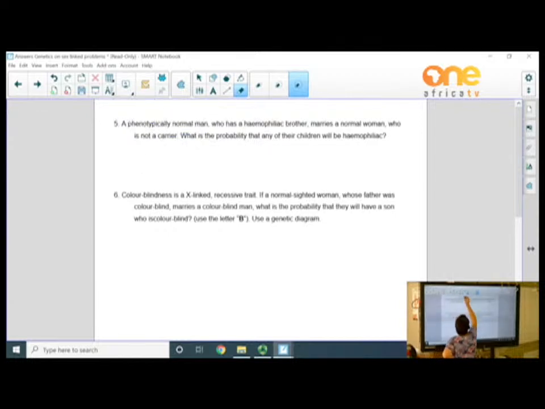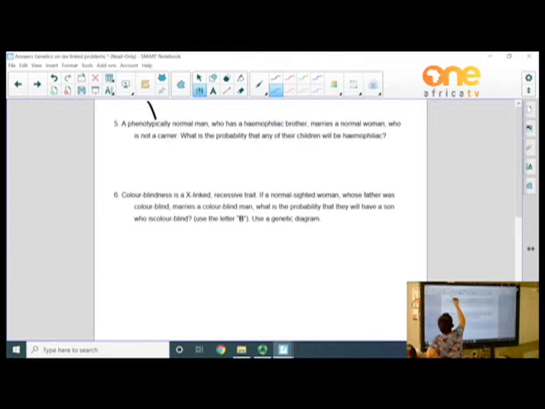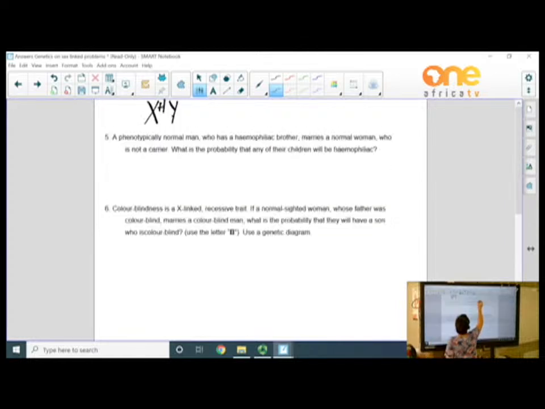Yes. I had to use an H for hemophilic. Let's do this again. Going to try and get us that very thin line now. Okay. So a male looks like this: H for normal and a Y. The female is normal and she's not a carrier. She will be H and H. They are as normal as can be. So what is the probability? They will have 0% chance to have a child with that.